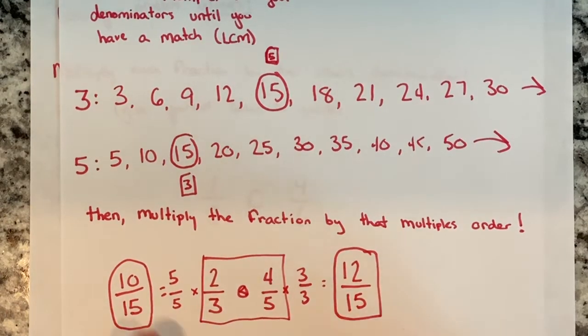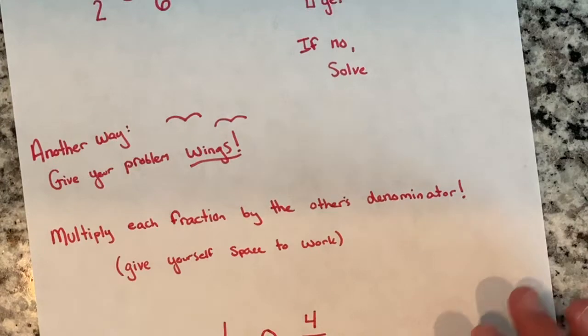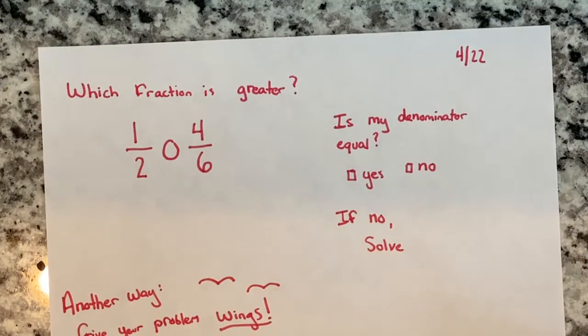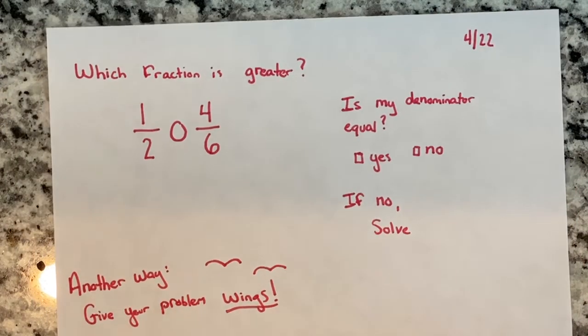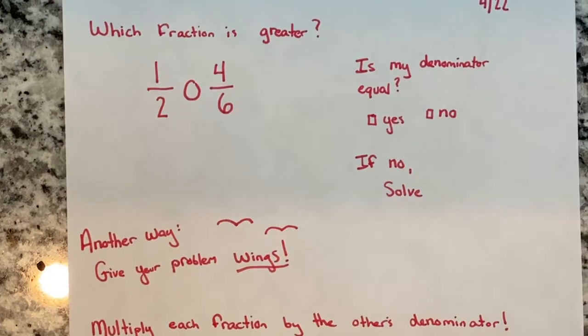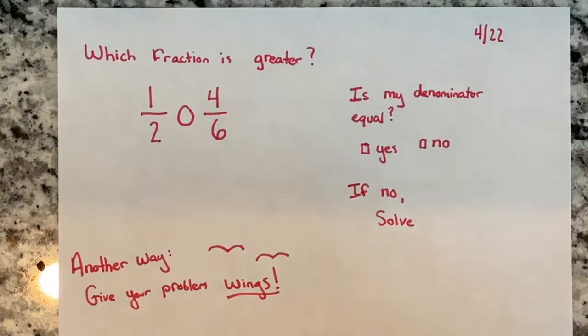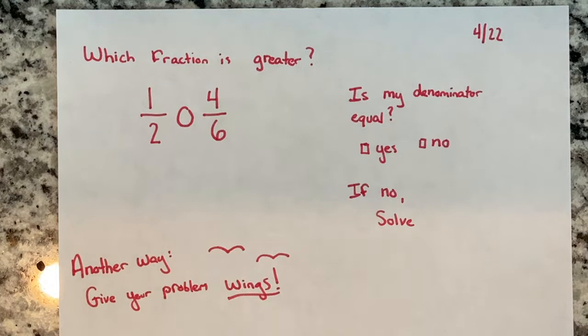Now, this is one way to solve it. The other way to solve it is the method with giving the problem wings, which looks very similar to the work that we did here, but this can save us some time in the long run. Your fractions will not always be their most simplified versions, but you can get an answer for it.